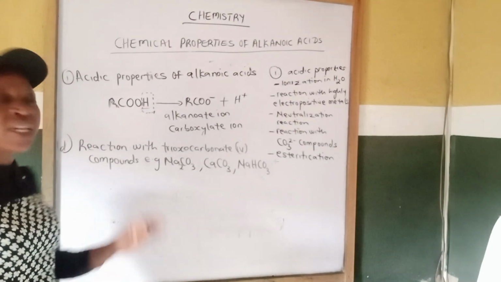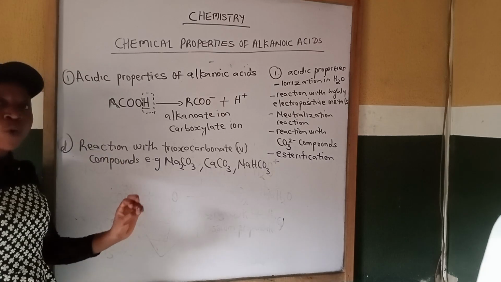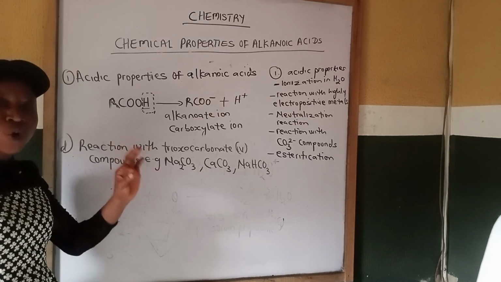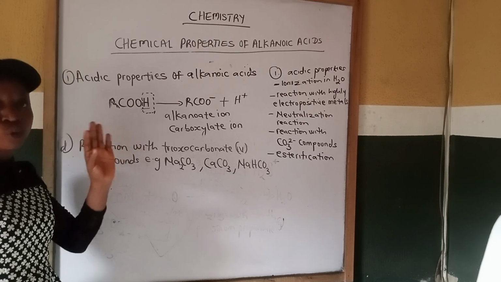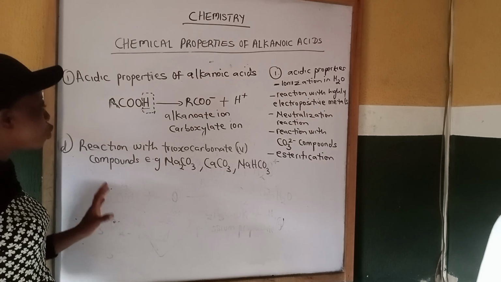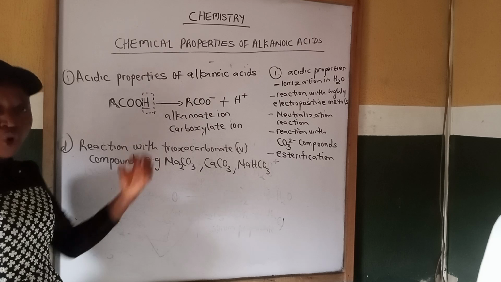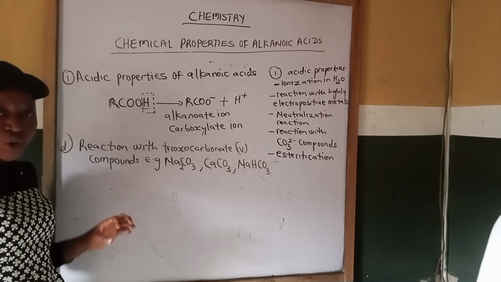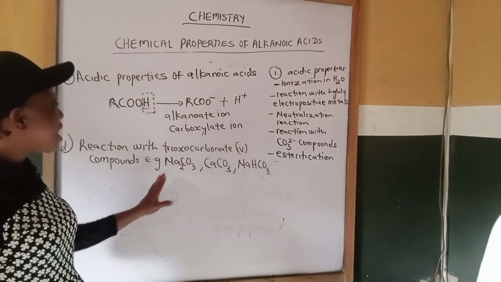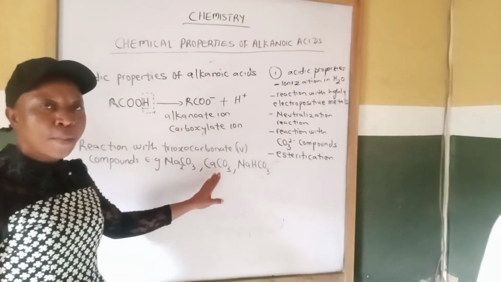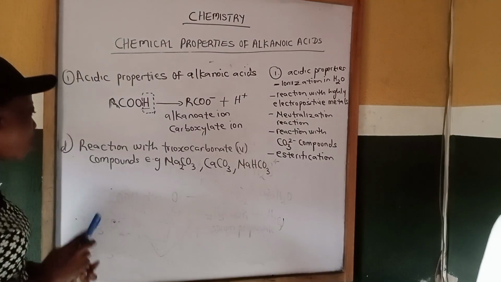So therefore the gas is carbon IV oxide. It shows that when an acid reacts with any trioxocarbonate IV compound, there will be evolution of CO2 gas. The same thing is applicable to the chemical reaction of alkanoic acid, because alkanoic acid is an organic acid. So when alkanoic acid reacts with any trioxocarbonate IV compound, there will be effervescence of CO2 gas, which is carbon IV oxide gas.